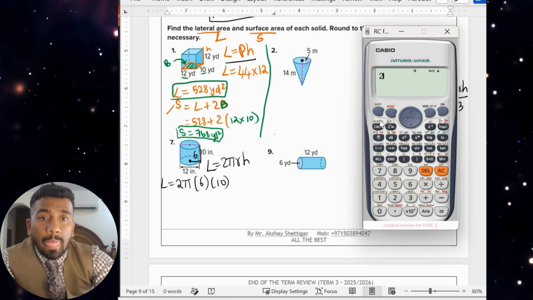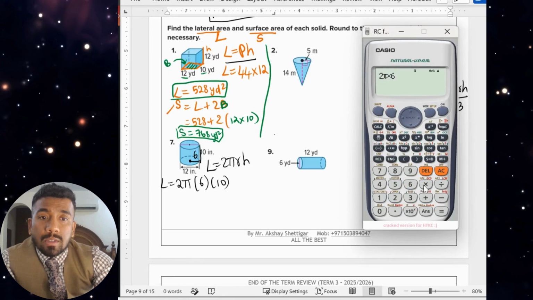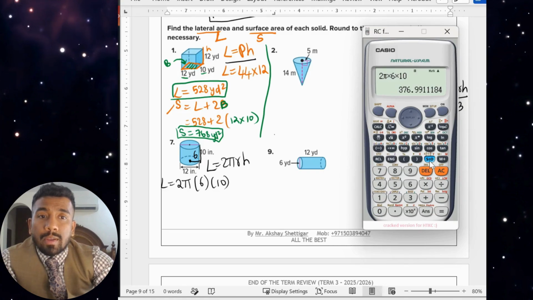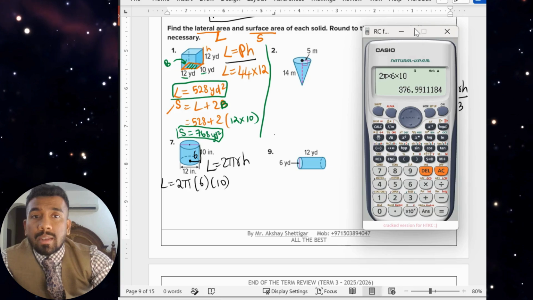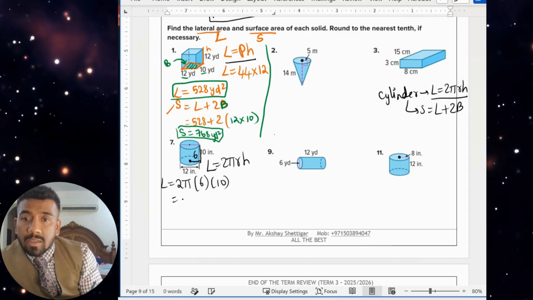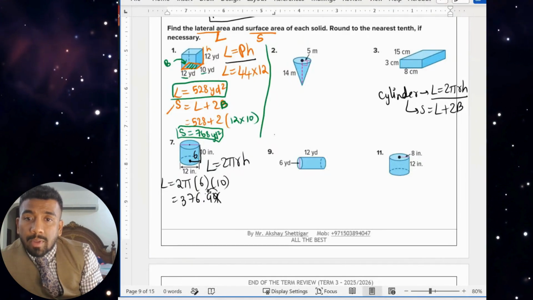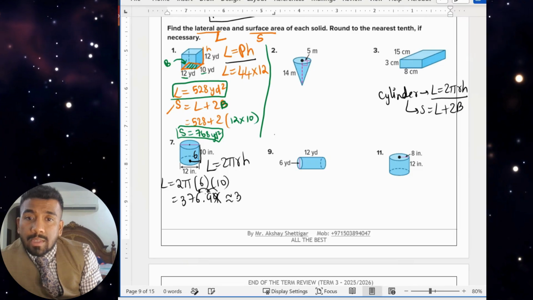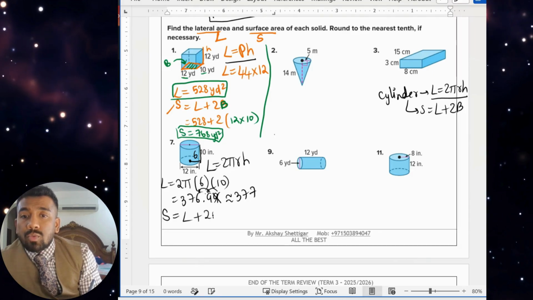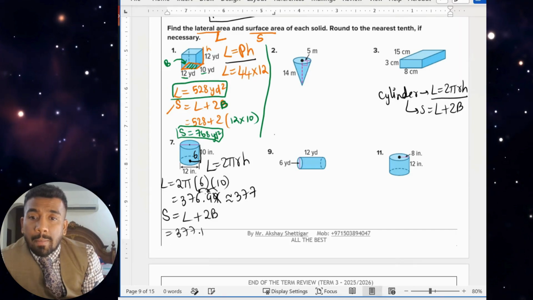Put it in the calculator. 2 pi times 6 times 10. So what you get? 120 pi, that is 376.99. And we want it to the nearest tenth. When you round off, it will become 377. Okay, that's the L. Now what's the surface area? L plus 2b. L is 377, plus 2b.